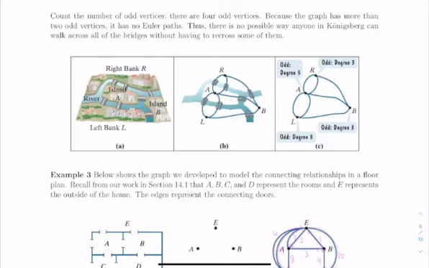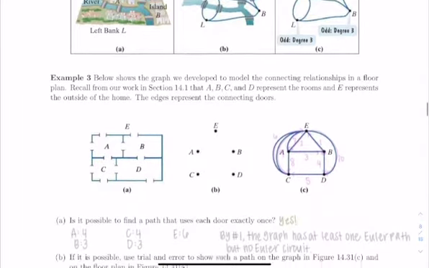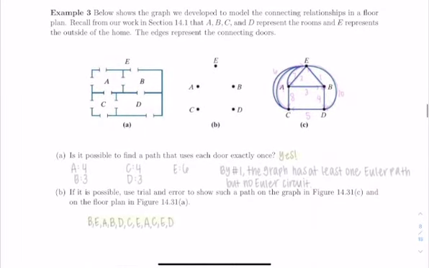Below shows the work we developed to model the connecting relationships in a floor plan. Recall from our work in section 14.1 that A, B, C, and D represent the rooms and E represents the outside of the home. The edges represent the connecting doors. Is it possible to find a path that uses each door exactly once? So we need to look at the degrees of all of the vertices.